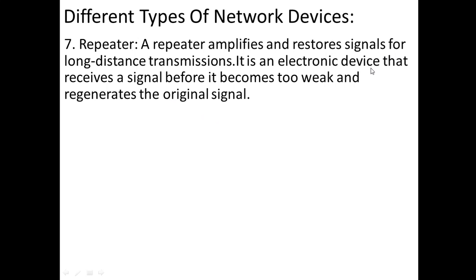It is an electronic device that receives a signal before it becomes too weak and regenerates the original signal. This is the main purpose of the repeater, so that at the destination end the data will reach in a correct and authentic way. There should not be any loss of data because of long distances. So a repeater will be placed in long distance transmission.